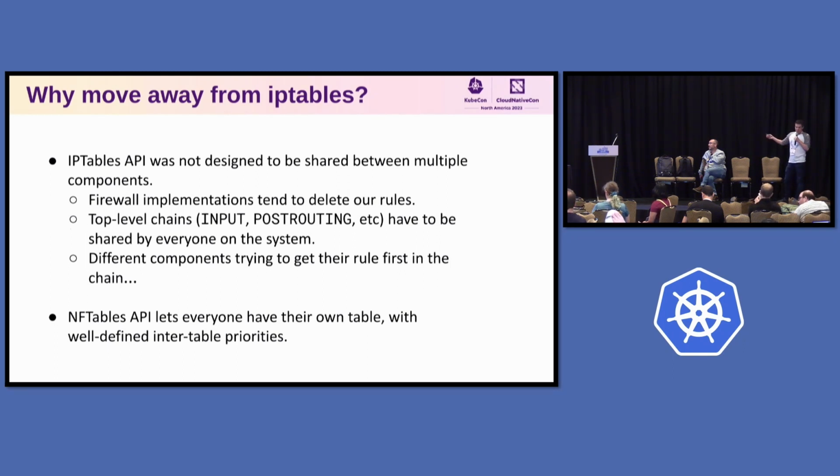nftables solves this problem. Everybody gets their own table. The firewall puts its rules in one table. Kubernetes puts its rules in a different table. Nobody messes with anyone else's table. Everyone's happy.